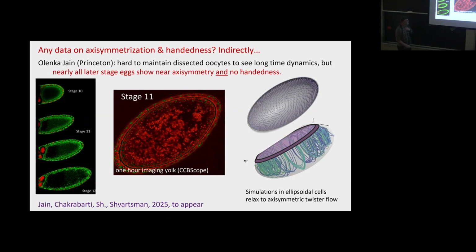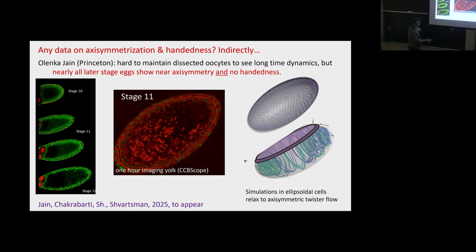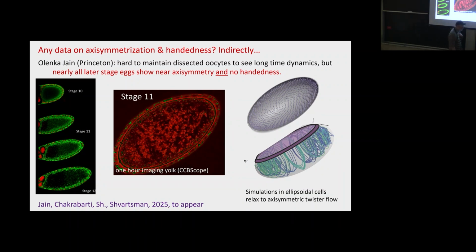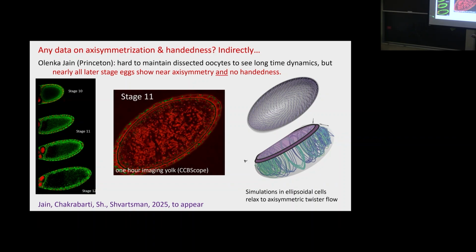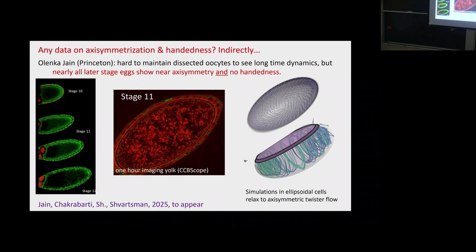So a lot of this work, all this work, I should say, is with Stas Schwartzman, between Flatiron and Princeton. And Olenka Jain is his graduate student. He and I co-advise her now. And Dr. Chakrabarty was a postdoc in the center.